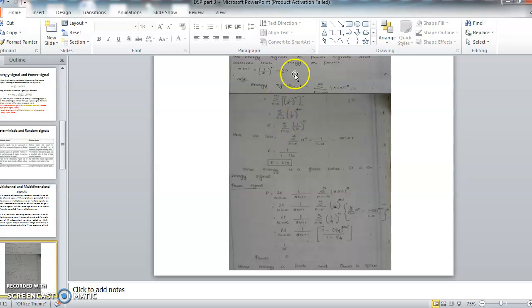First you have to calculate for energy. What is the formula for energy? Energy E is equal to the sum from n equal to minus infinity to infinity of x of n the whole squared. Then substituting here, (1/2)^n u of n. In the basic classes we studied what u of n is, the unit step signal. It is always 1 for all positive values, that is, for n greater than or equal to 0, u of n equals 1.